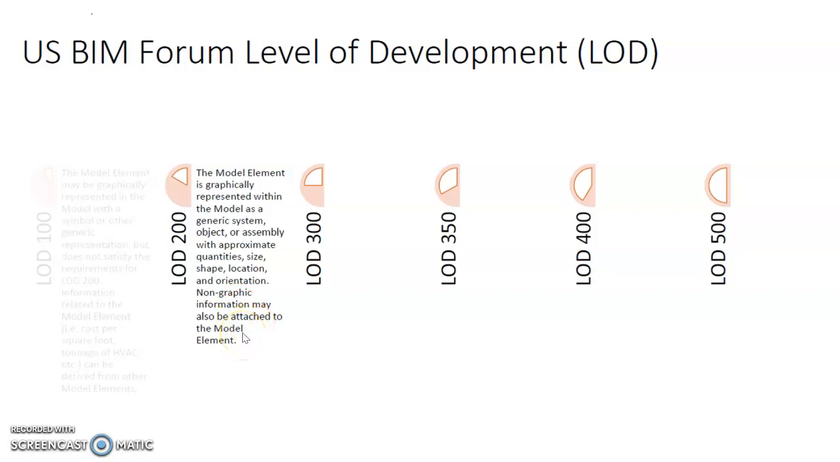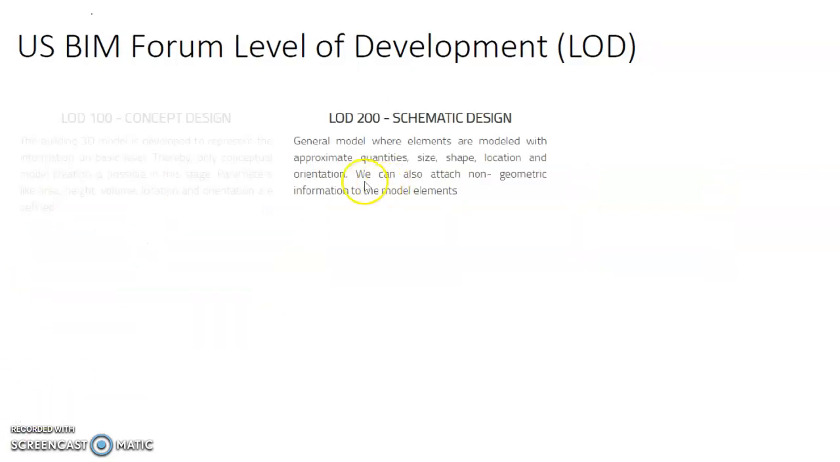So you can see that a BIM model at LOD 200 will incorporate more information compared to a BIM model at LOD 100. And therefore, LOD 200 is much better for schematic design. It is still a general model, where the elements are modeled now with more approximate quantities: the size, the location, the shape, and the orientation. And as mentioned, we can attach this non-geometrical information to the model elements.